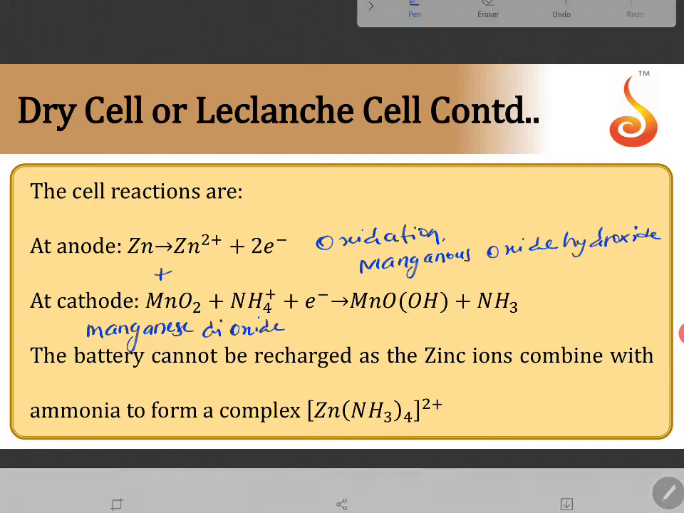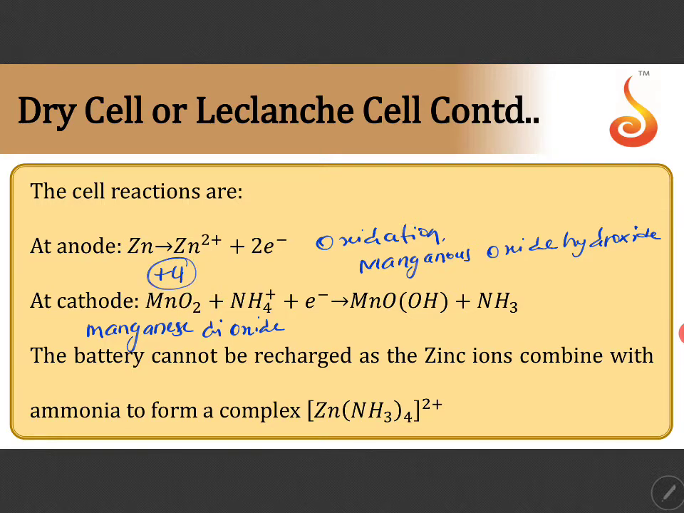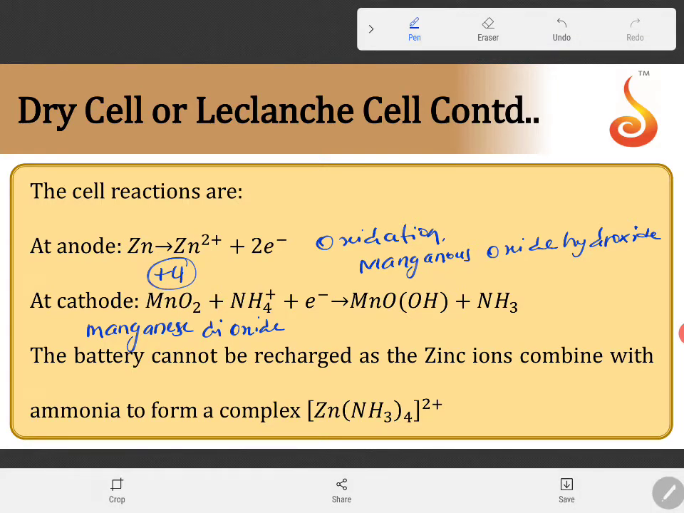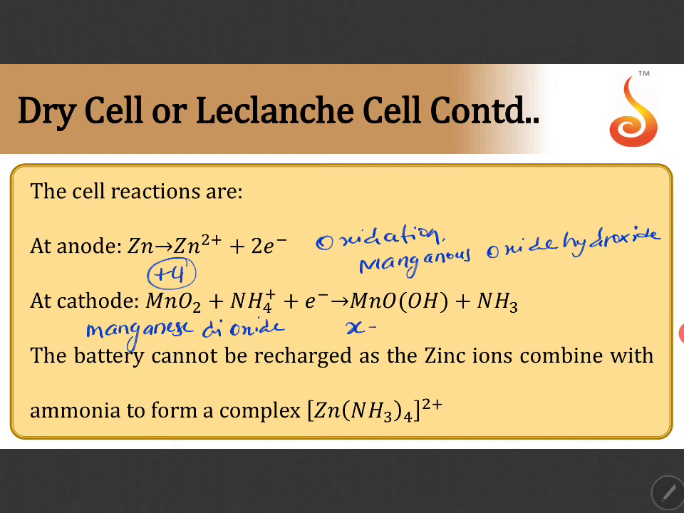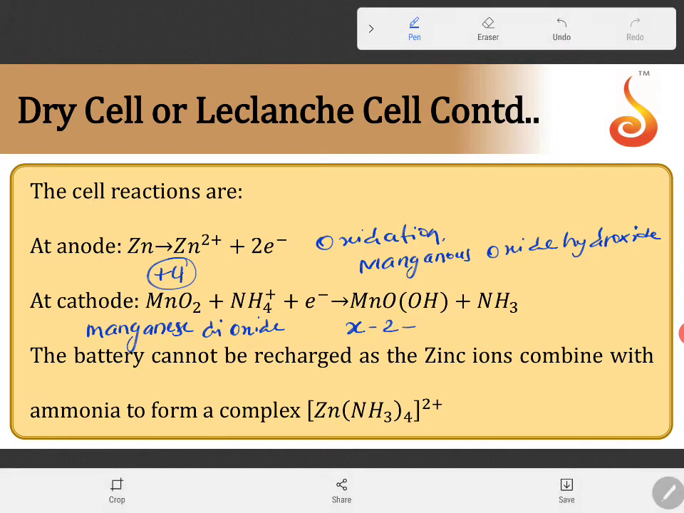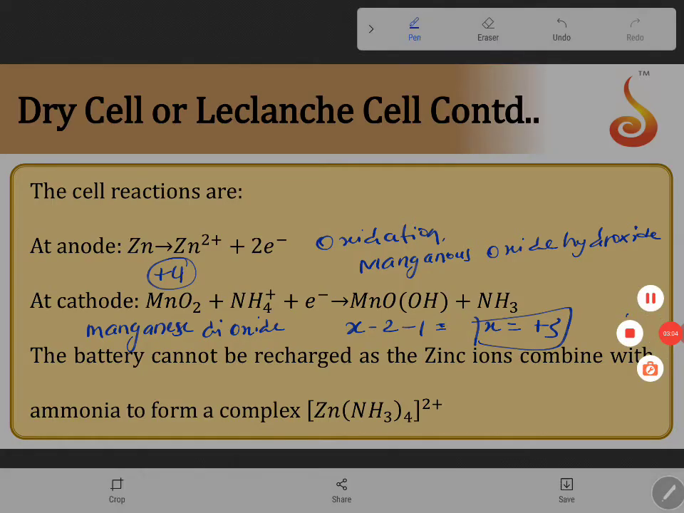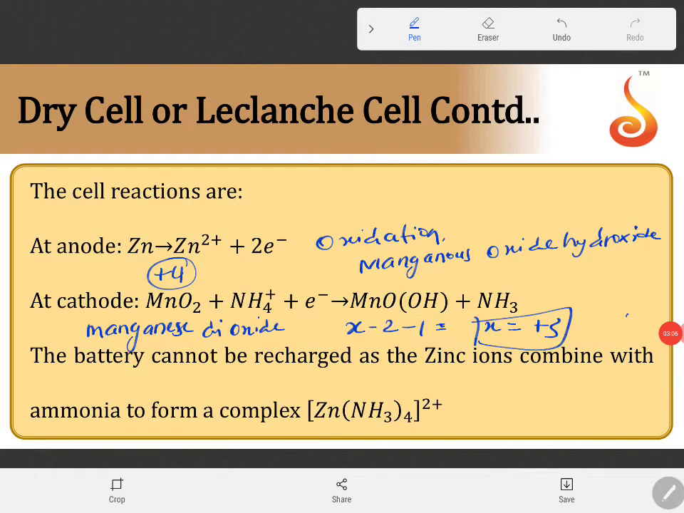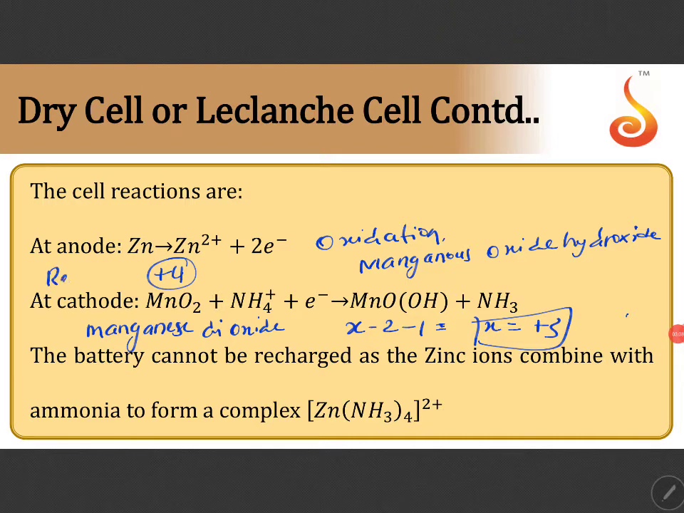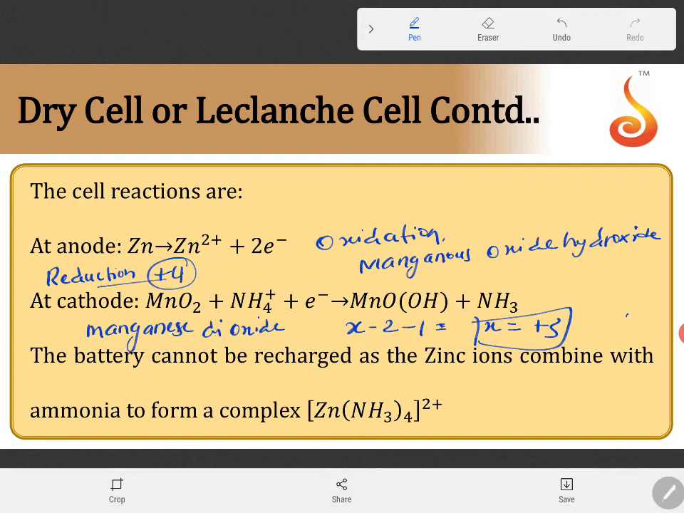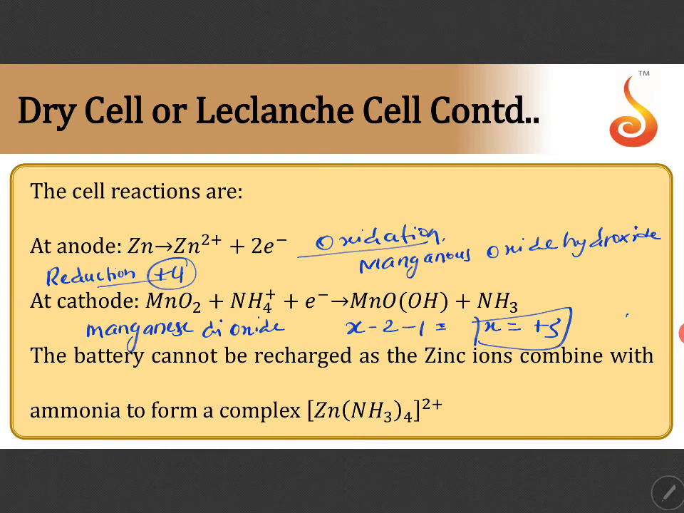Now see here, oxidation state of manganese is +4, whereas here if you see, manganese is connected to oxide -2, hydroxide is -1. Therefore x will be equal to +3. So oxidation state of manganese reduces from +4 to +3. Therefore at cathode what is happening? Reduction is happening. At anode what is happening? Oxidation is happening.